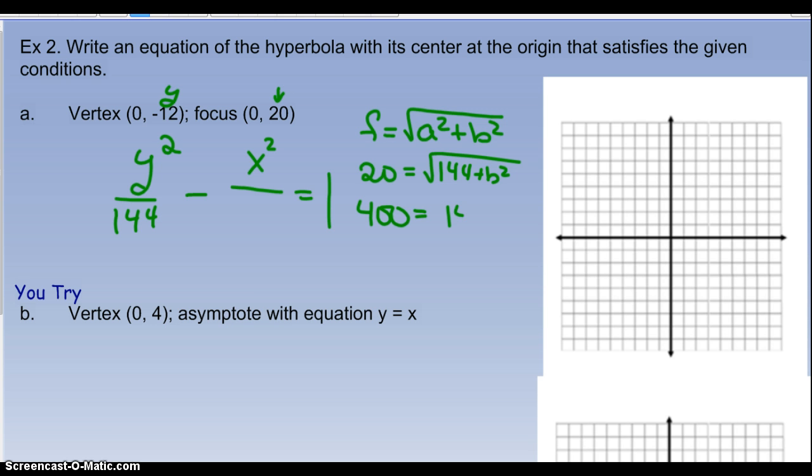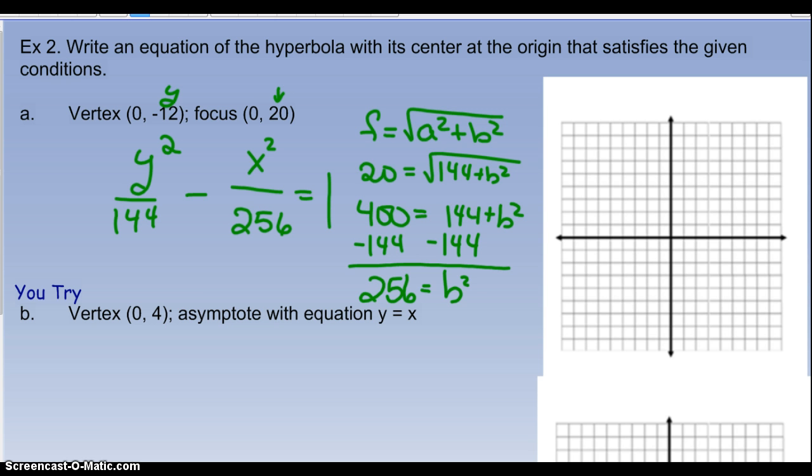Okay, and I have 144 plus b squared. Subtract the 144, and I have b squared is 256. And I really don't even have to take the square root because this value right here underneath the x squared is 256.